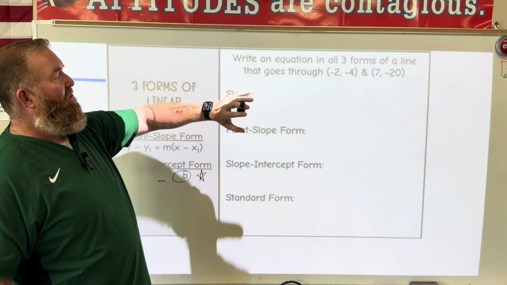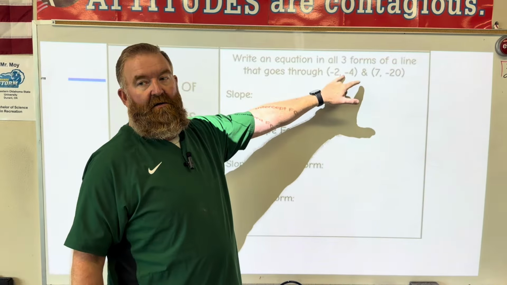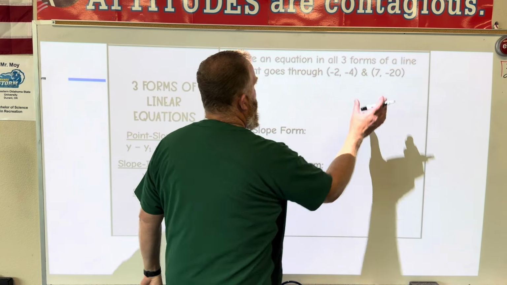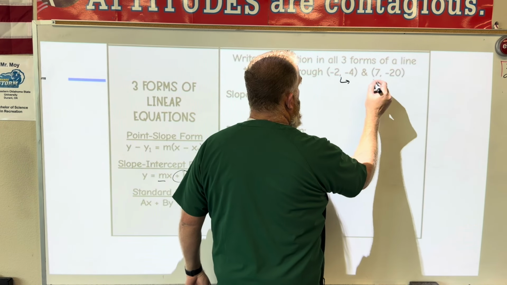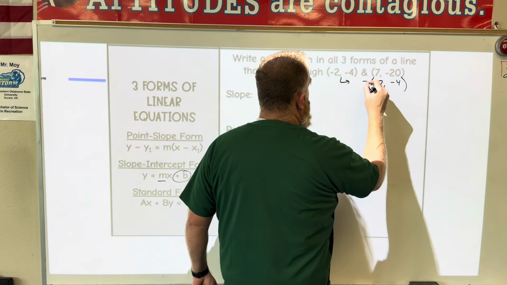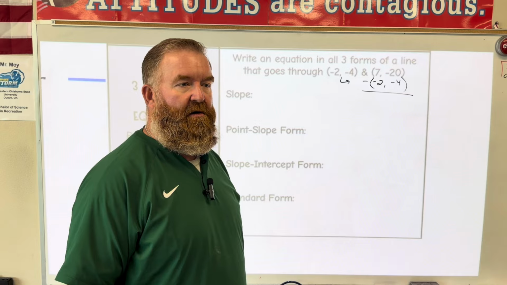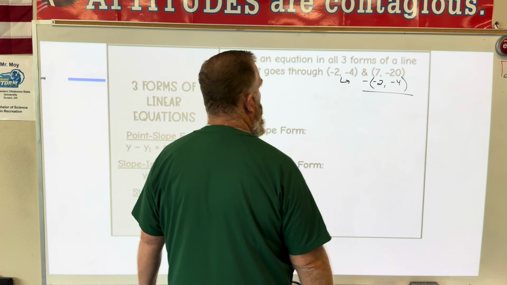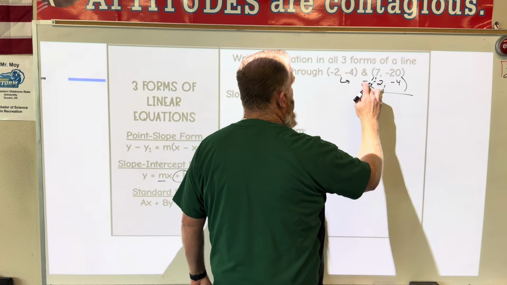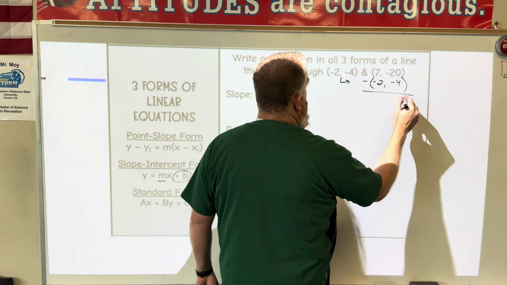An equation goes in all three forms of a line. It goes through this point. If you get two points, how do I find slope, guys? Stack and subtract. So let's do this. I'm going to stack them, and I'm going to subtract them. Negative 2, negative 4. You guys have your calculator? What is negative 20 minus negative 4? Negative 16.